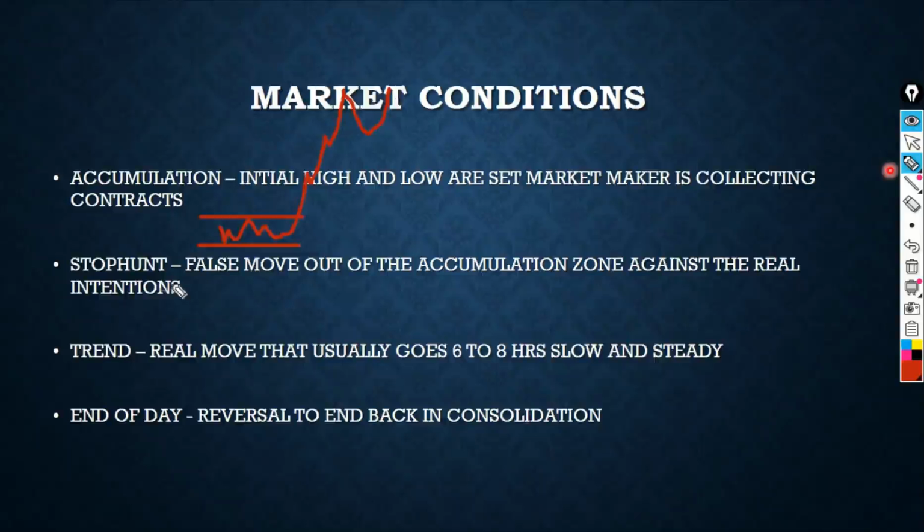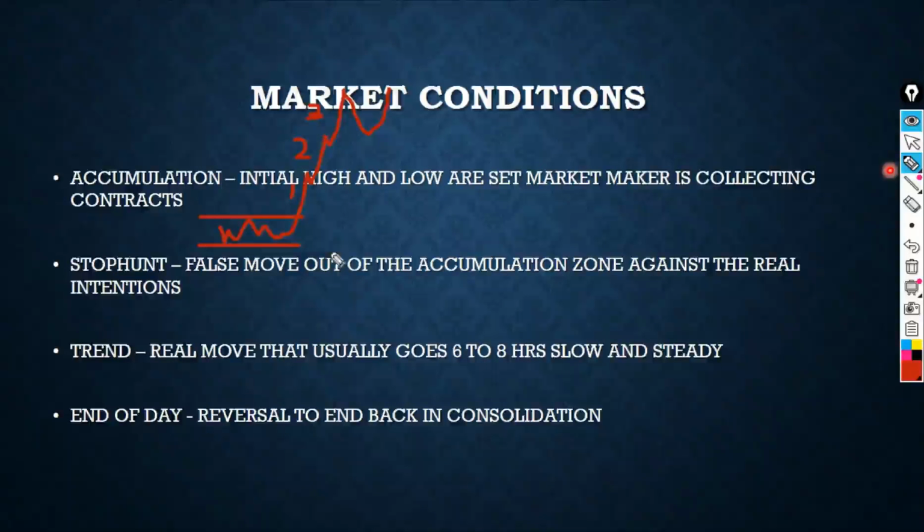Sorry, I skipped the stop hand. Like I said, the stop hand is the false move out of the accumulation zone against their real intention. So our stop hand is 1, 2, 3. I said the stop hand can be 3 candles, 5 candles, 8 candles, 1 candle. These are only 3 moves. If you do your homework and study the charts, which you are supposed and need to do, if you don't do that, you'll be doing yourself a disservice. It will cause you to lose money.